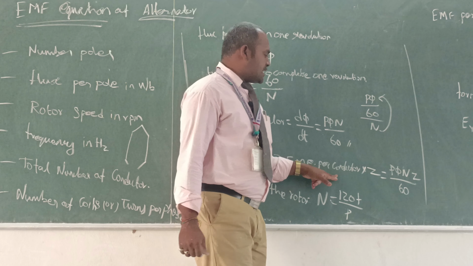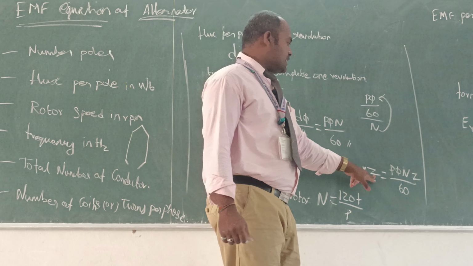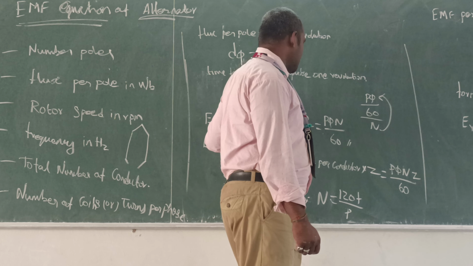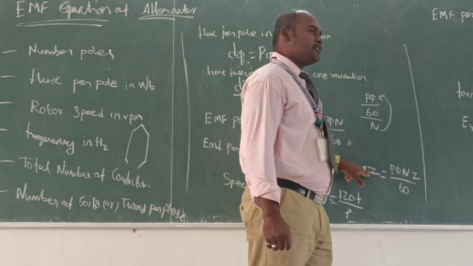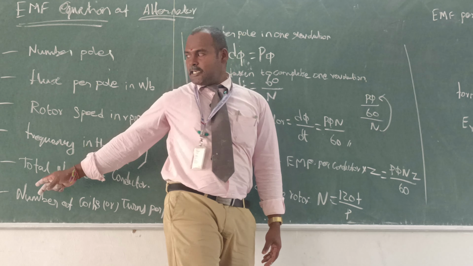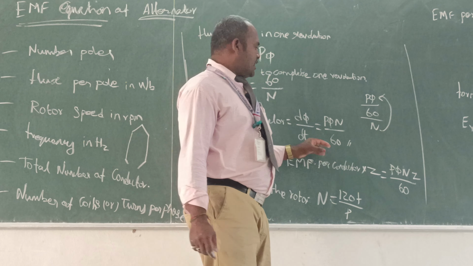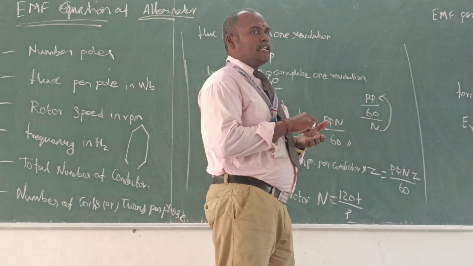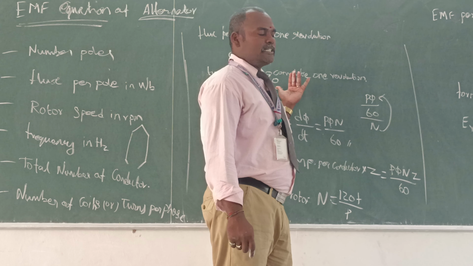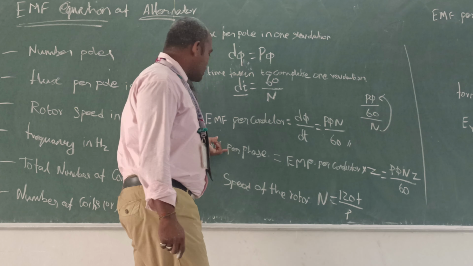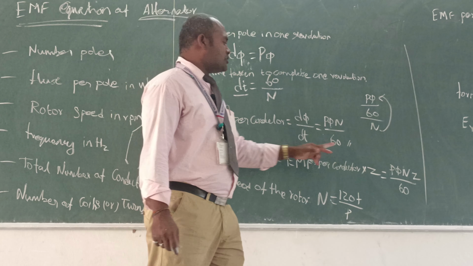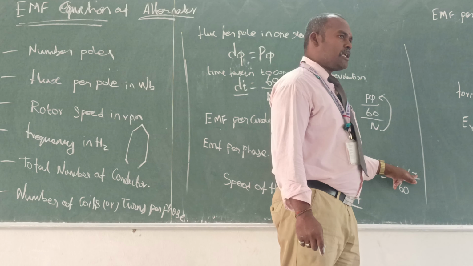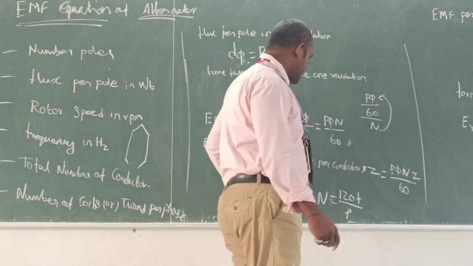So EMF per conductor into the total number of conductors. Here we already found the EMF per conductor, and we multiply it by the total number of conductors, that is the Z we assumed. What is the total number of conductors in the alternator? You need to find the total EMF, so you need to consider the total conductors. So EMF per conductor into total conductors, that is the EMF per phase.